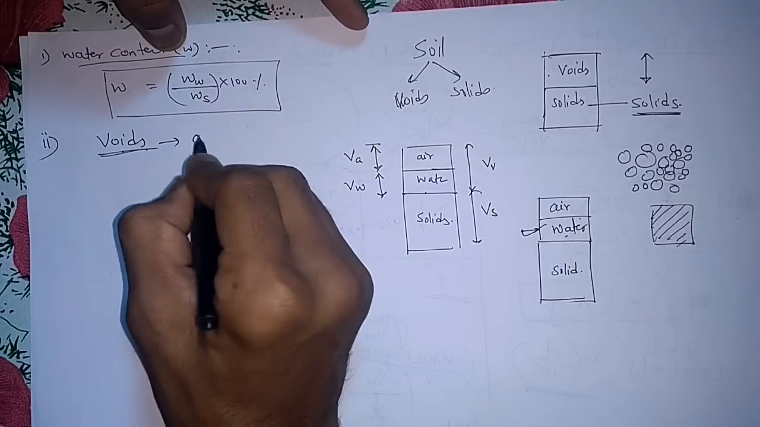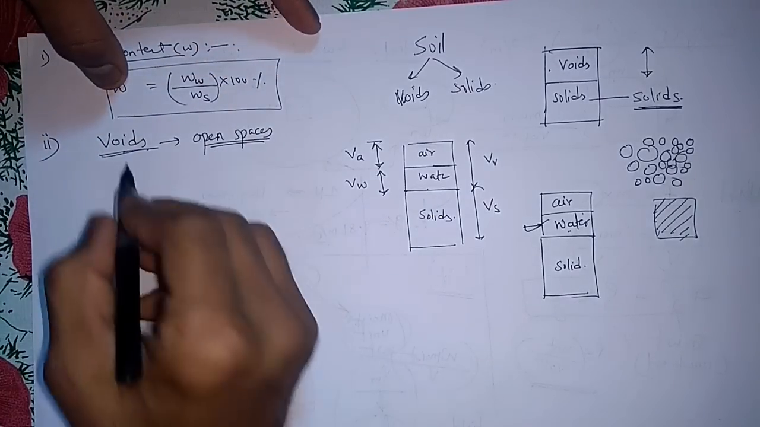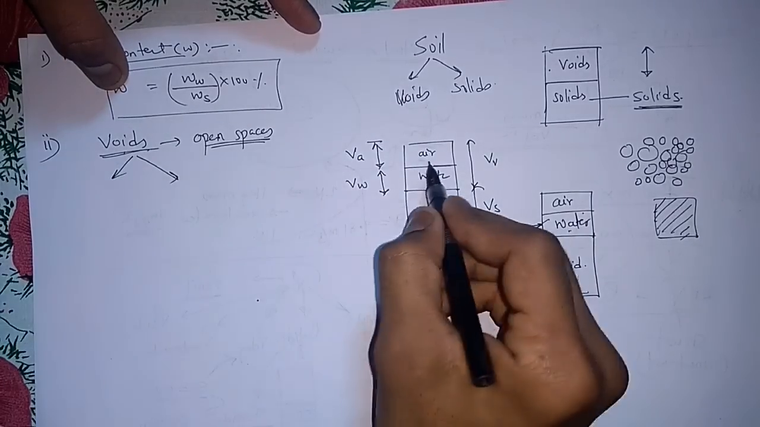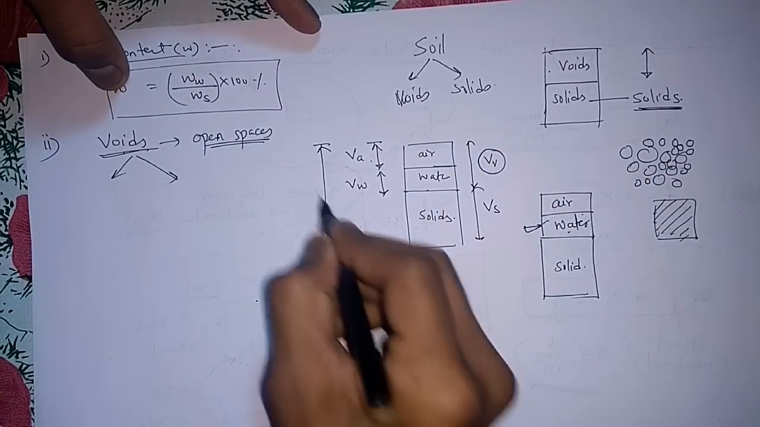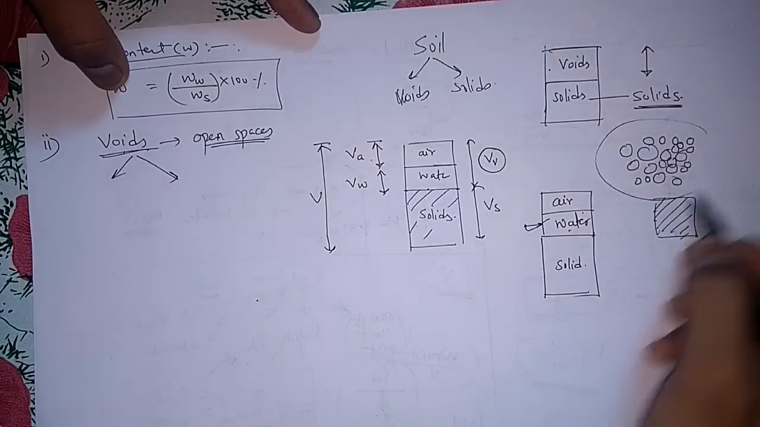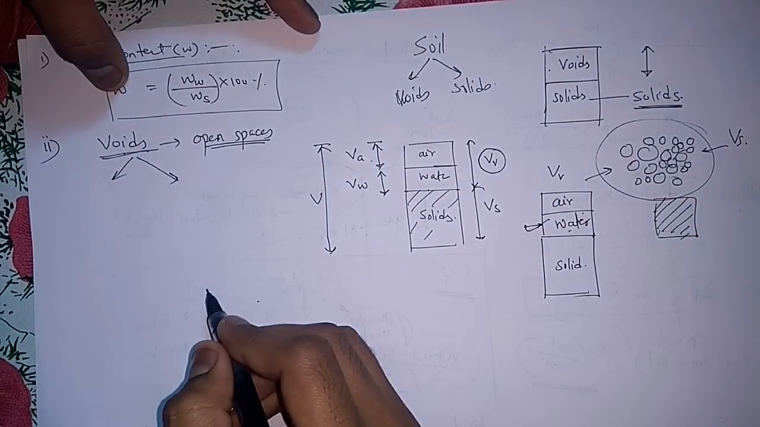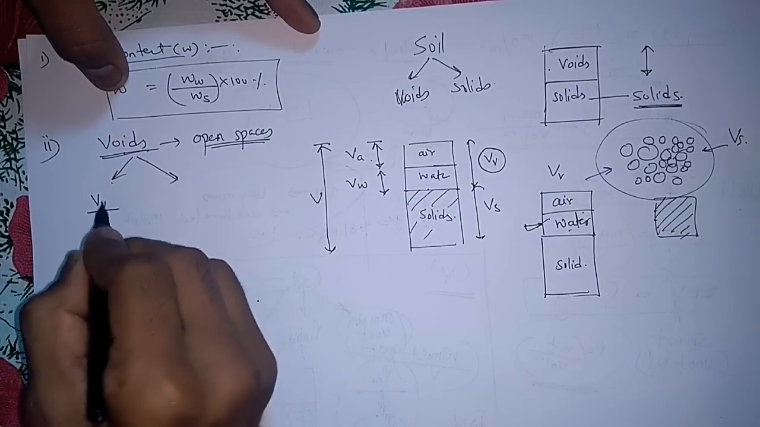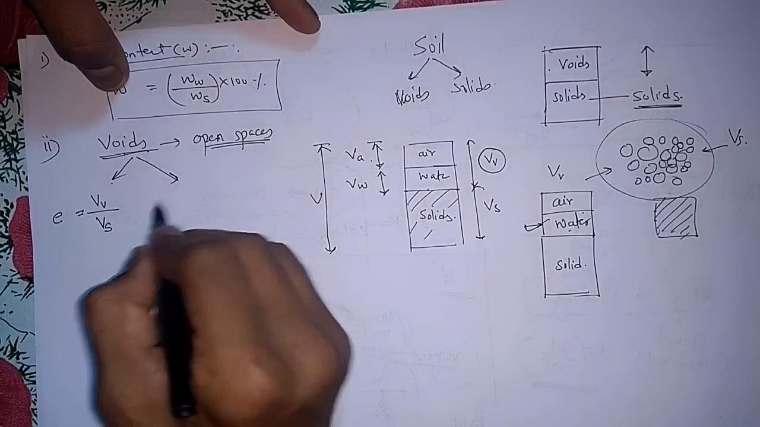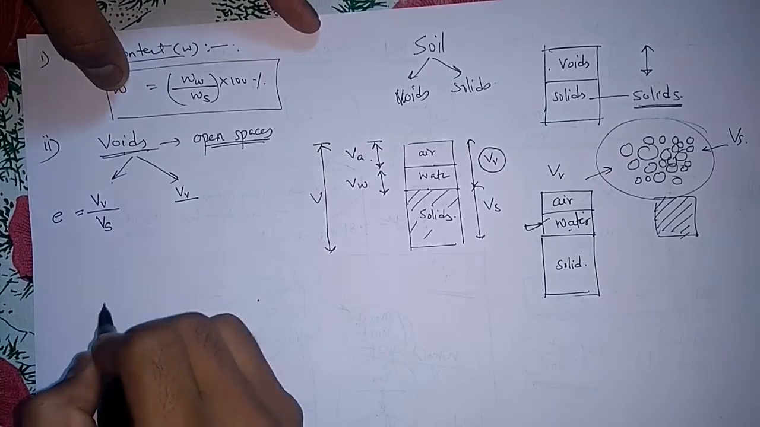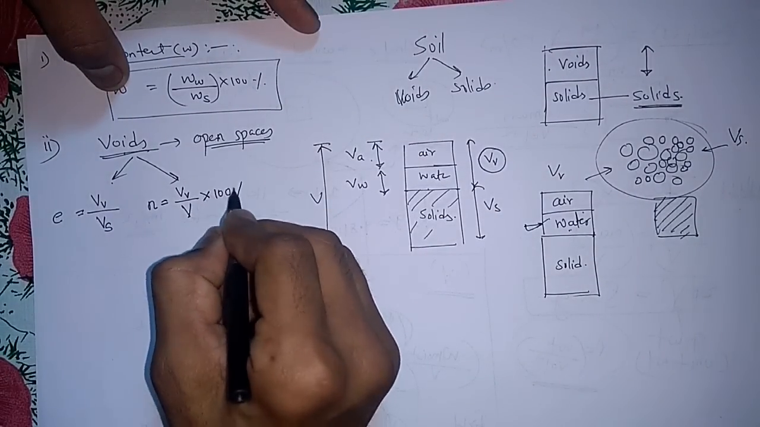Now voids are simply open spaces. These open spaces can be explained on the basis of two parameters. One, this volume of voids can be explained as compared to the whole volume of soil, this V, or it can be explained as compared to the material. This material means volume of solids and the remaining gaps means volume of voids. So when you compare volume of voids with respect to the material, it is called void ratio. However, whenever you compare the volume of voids or the total open spaces with the total volume of the soil itself, then it is called porosity, and porosity is expressed as a percentage.